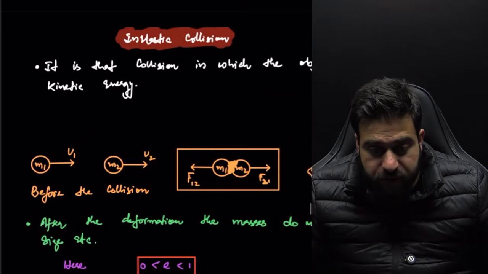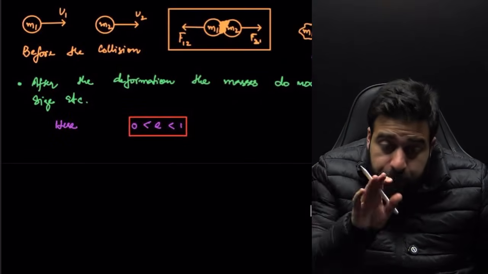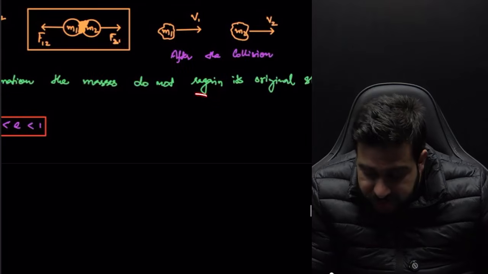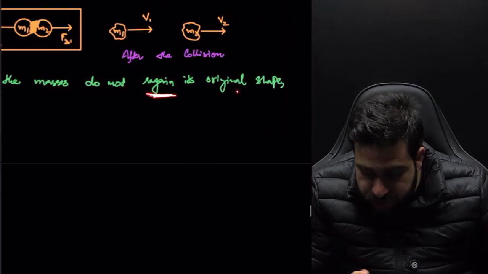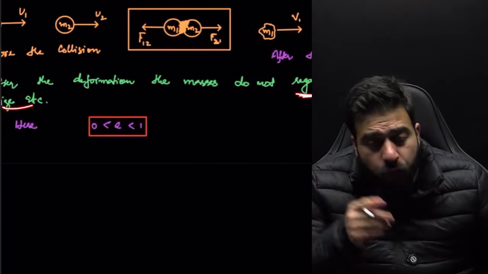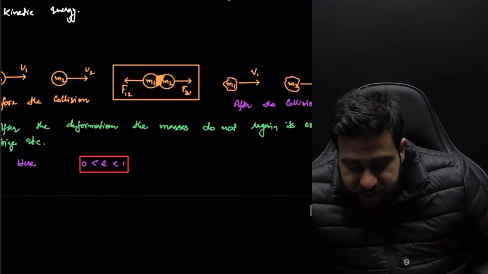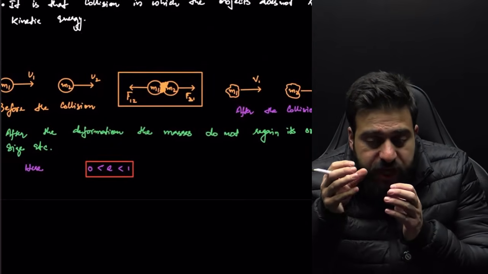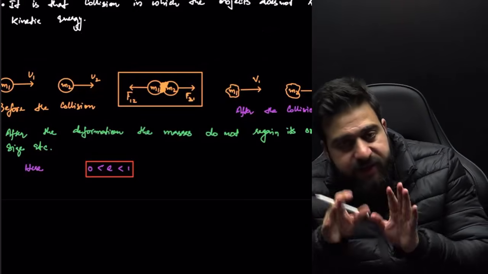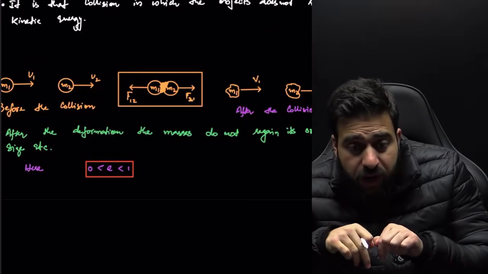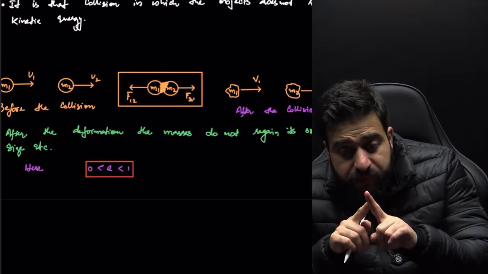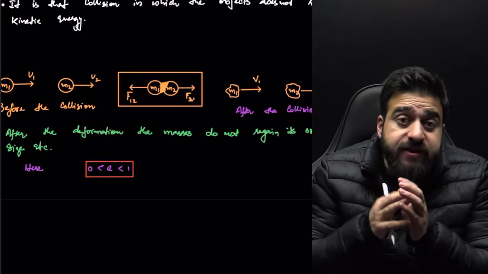One more important thing: after the deformation, the masses do not regain their original shape and size. What was elastic collision, my dear NEET aspirants? After the collision, the two objects regained their shape, size, everything, even kinetic energy also. But in this case, the object does not regain its shape, its size, and does not regain its kinetic energy also.